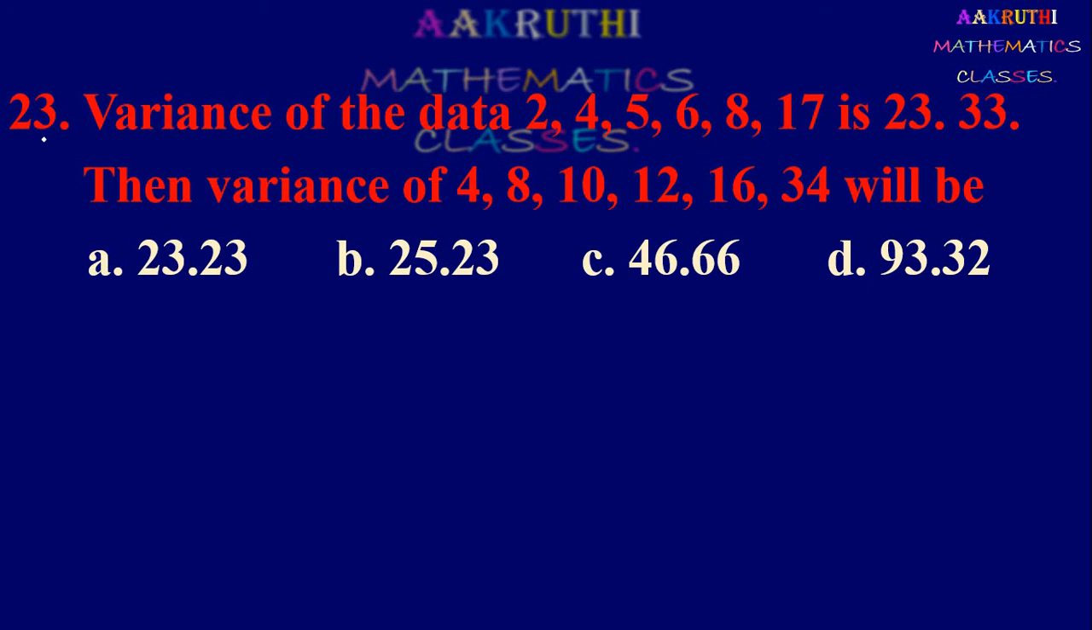So next, question number 23. The variance of the data 2, 4, 5, 6, 8, 17 is 23.33. The variance of 4, 8, 10, 12, 16 and 34 will be? Here the given data is 2, 4, 5, 6, 8, 17 and the new data is 4, 8, 10, 12, 16 and 34. That is, each number is multiplied by 2. So here we have to multiply each number by 2, then we get this data.